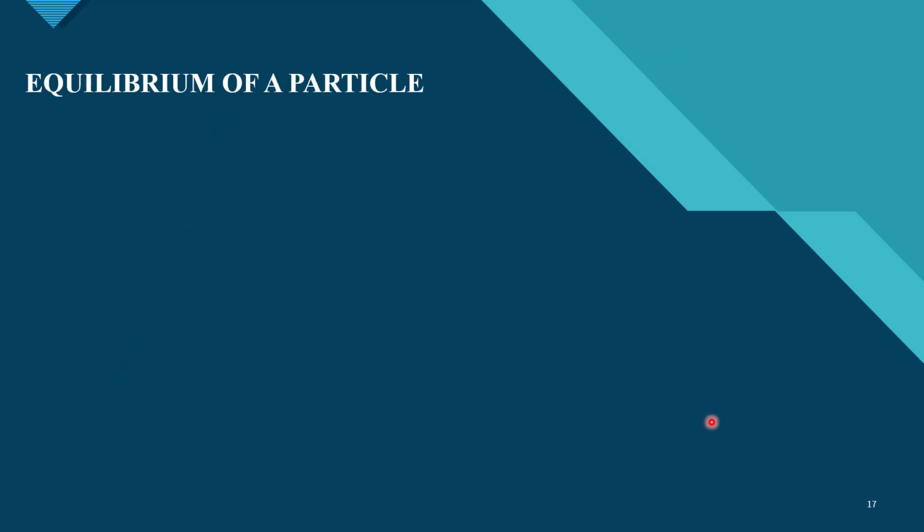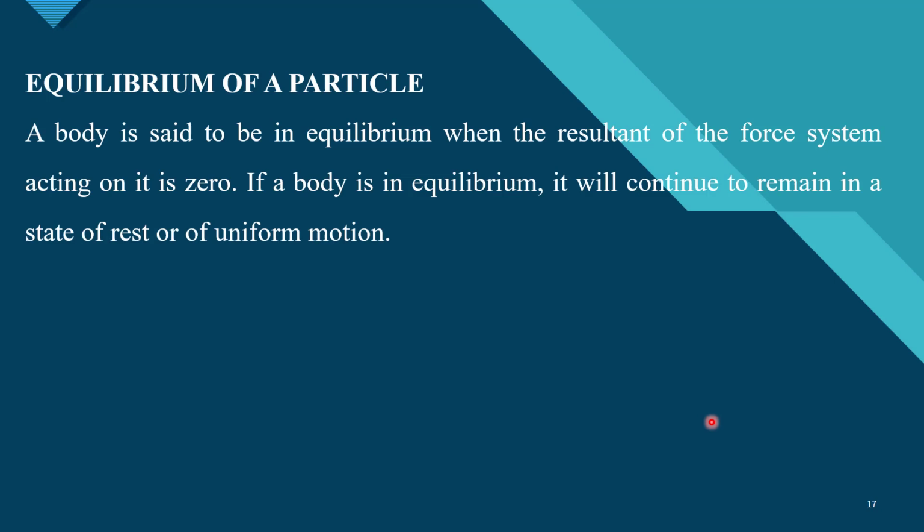Now the next topic is equilibrium of a particle. A body is said to be in equilibrium when the resultant of the force system acting on it is 0. If a body is in equilibrium, it will continue to remain in a state of rest or of uniform motion. So a body is said to be in equilibrium if the resultant force acting on the system is equal to 0. That means R will be equal to 0.